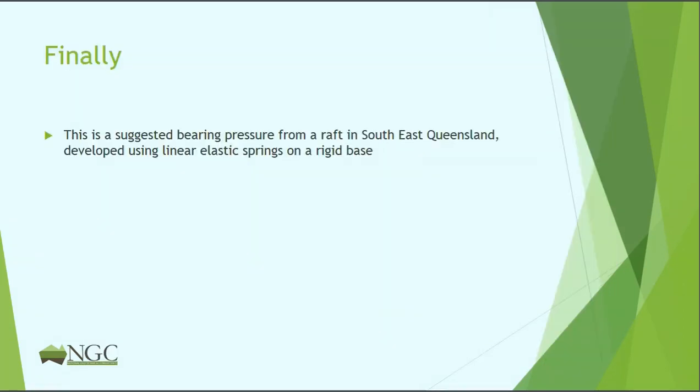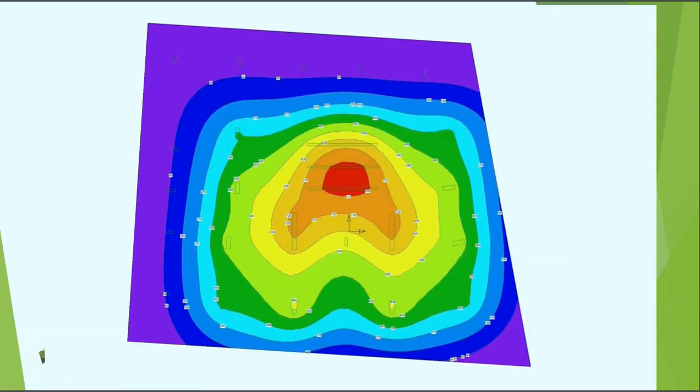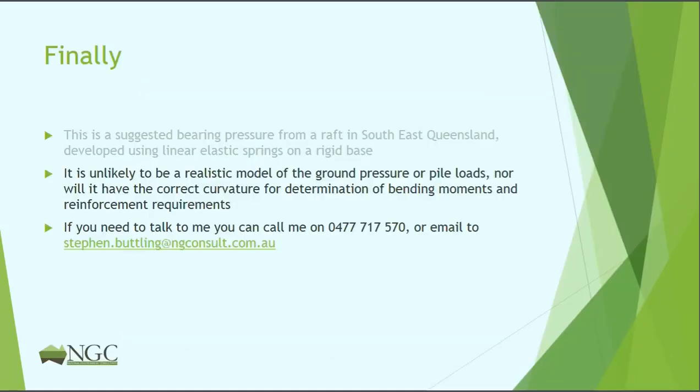Just to show that things haven't changed all that much, the next picture will show you a suggested bearing pressure for a raft here in southeast Queensland using linear elastic springs on a rigid base, and there it is with the maximum settlement, maximum pile load going to be in the middle, and I'm sorry, that's wrong. So it's unlikely to be a realistic model of the ground pressure or of the pile loads, nor will it have the correct curvature for determination of bending moments and reinforcement requirements.